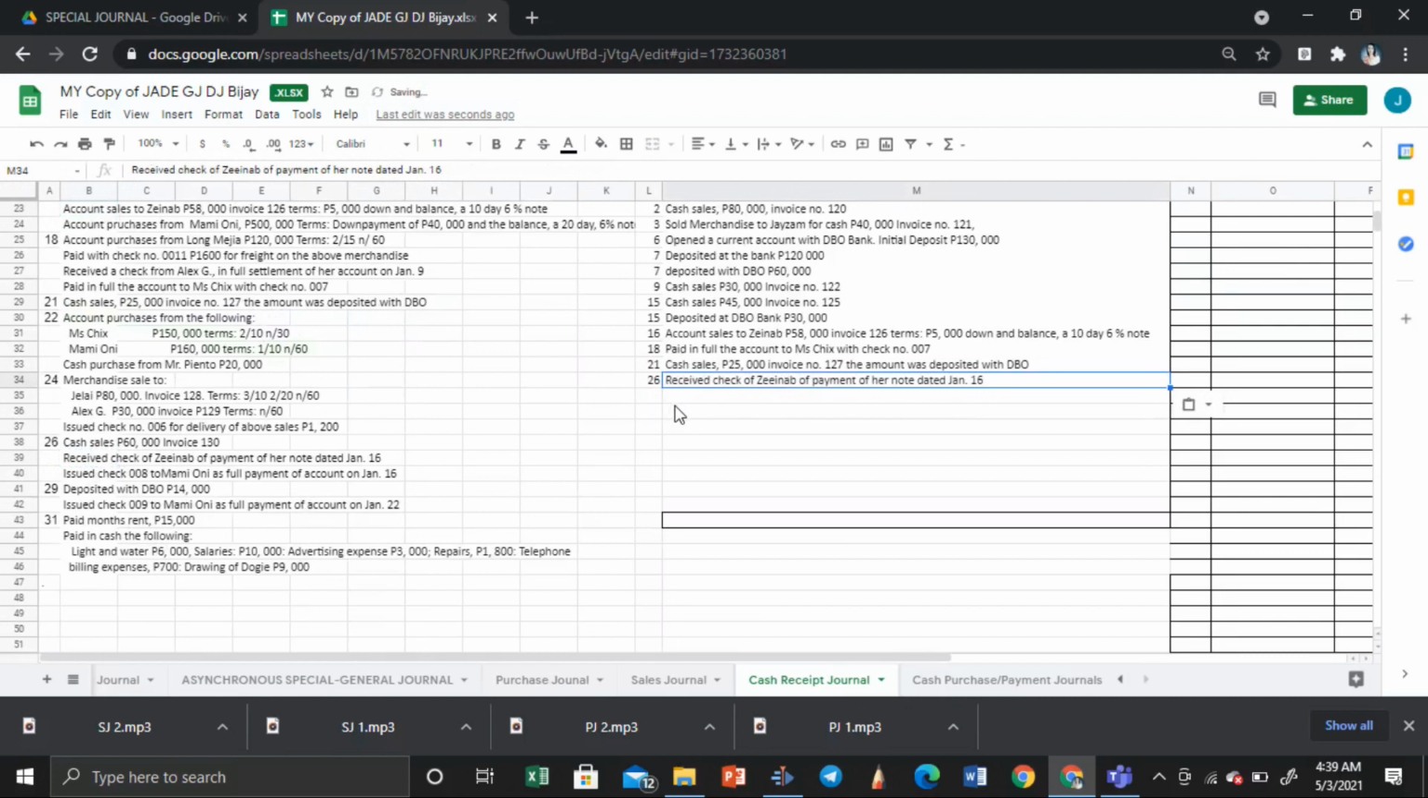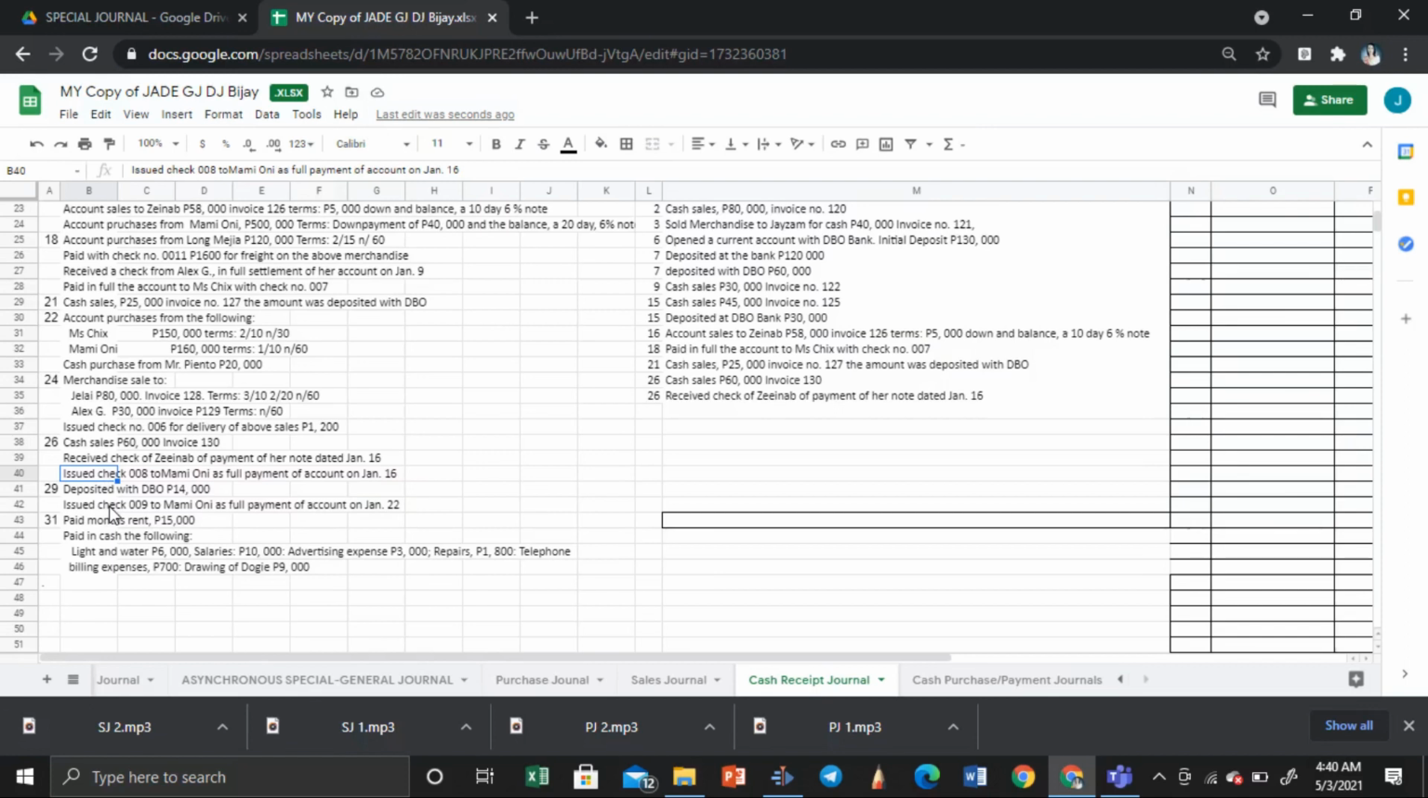Okay? Next. So, lagay lang natin. Ay! Dito natin ibaba natin ang konti. Ayan. So, ang date natin for Zainab is 26 din. Okay. Are we on track? 26. Yes. Okay. How about issued check number 008, full payment of the account on January 16 kay Mami Oni.